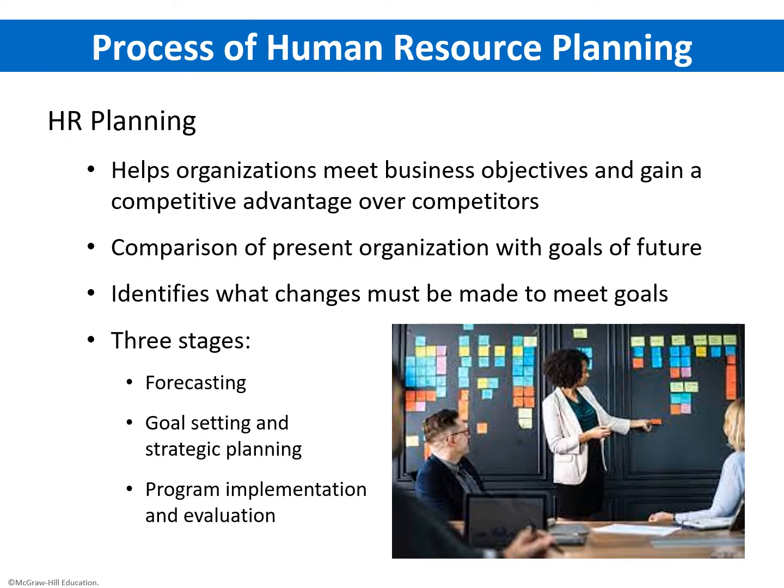Now, effective HR planning is going to position you to meet your business objectives because good planning is going to help you make sure you have the right people in the right positions to be successful. It also is going to involve comparing what you have in the organization currently with what you're going to need in the future, and then figuring out what changes you need to make in order to meet your future goals. Planning is going to involve three different stages that we're going to break down in more detail. The first stage being forecasting, the second stage being goal setting and strategic planning, and the final stage being program implementation and evaluation.